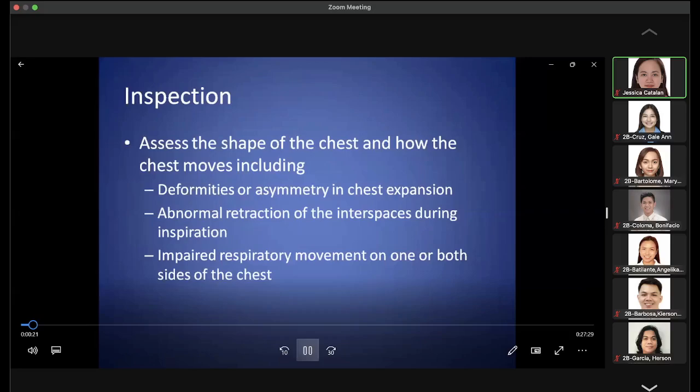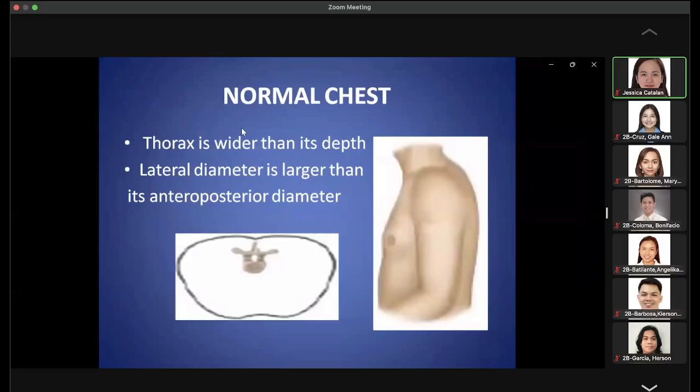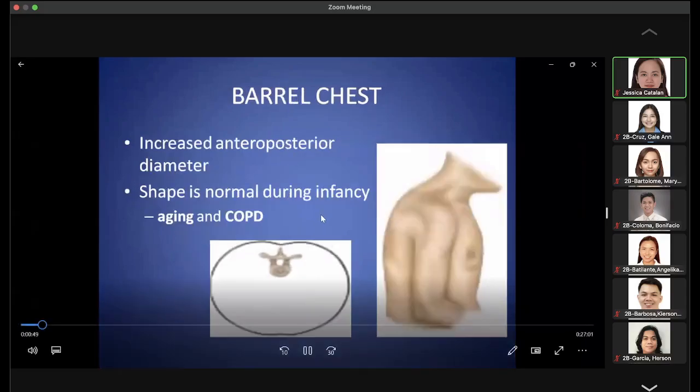Taking note of any deformities or asymmetry in the chest expansion, observing abnormal retraction of the interspaces during inspiration, and identifying impairment of respiratory movement on one or both sides of the chest. So a normal chest, okay, so the thorax is wider than its depth and the lateral diameter is larger than its anteroposterior diameter. Whereas a barrel chest is where there is an increased anteroposterior diameter.